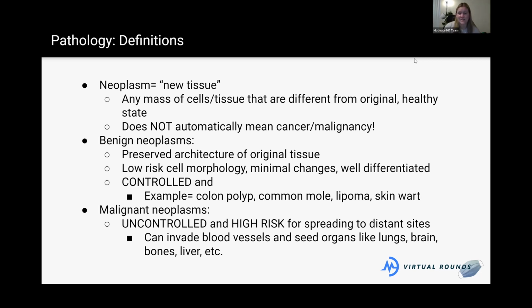So benign neoplasms, what's the difference between them? Benign meaning harmless and not posing a risk to your life or severe progression of disease. The features of a benign neoplasm would be preserved architecture of the original tissue. The cells, when we look at them under a microscope, have a lower risk appearing morphology, meaning the appearance of the actual cells, their shape and size and how they compare to each other. We see minimal changes from the baseline tissue, and the cells are also well differentiated. They look like the cells from the sample that we took.